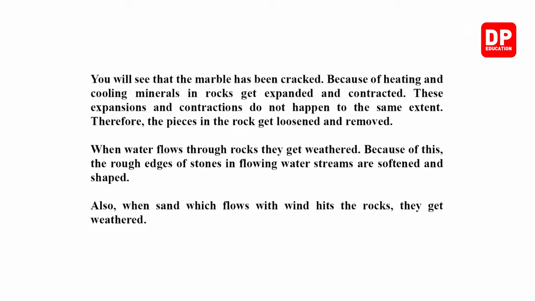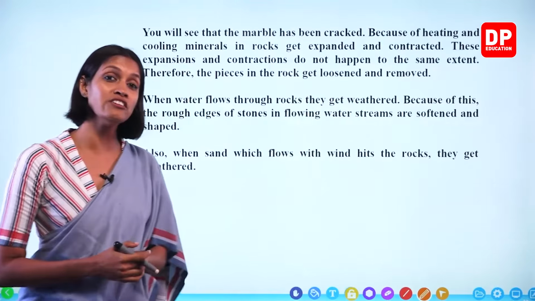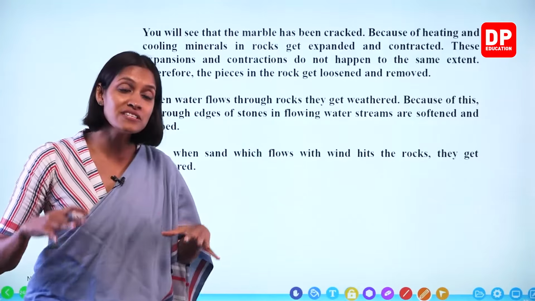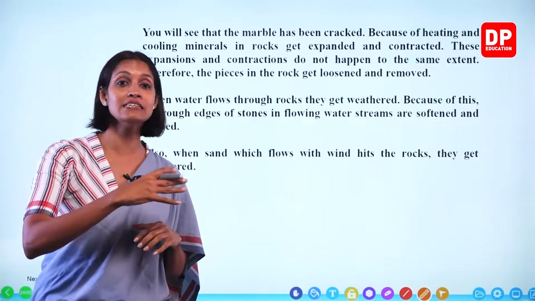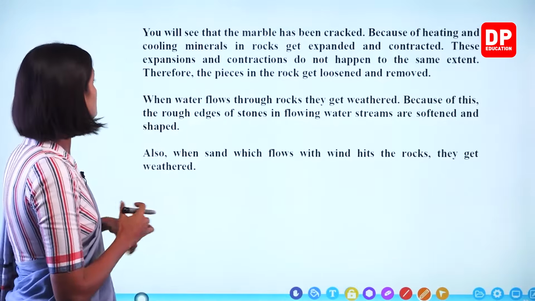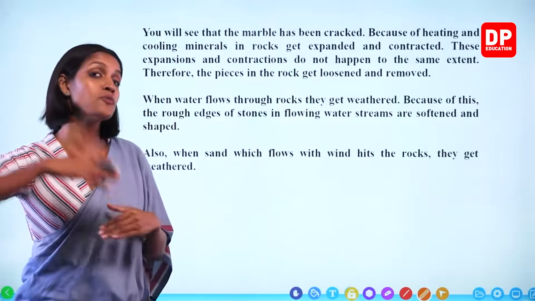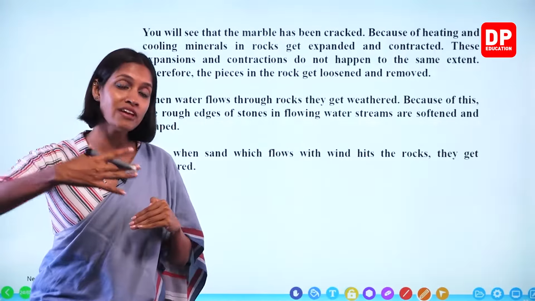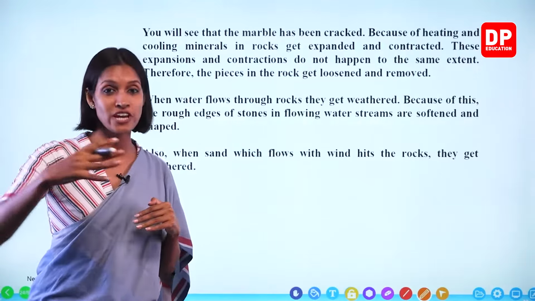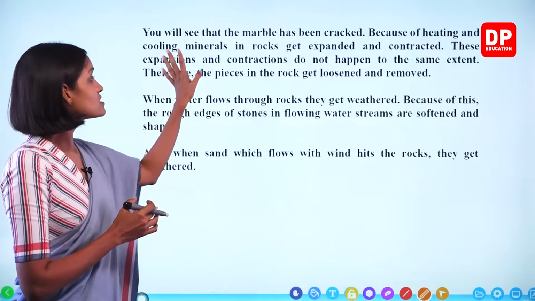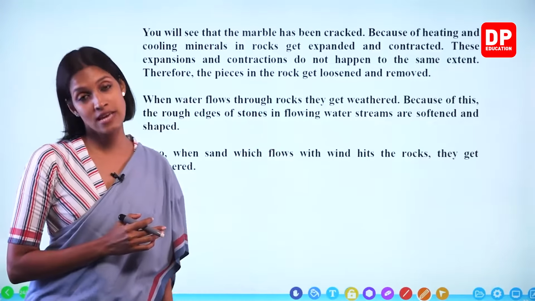Right. So you will see that the marble has been cracked. Because of heating and cooling, minerals in rocks get expanded and contracted. These expansions and contractions do not happen to the same extent. Even earlier I explained, if it's a huge rock, the surface area gets heated up faster than the inner areas, inner layers, okay? Therefore, the pieces in the rock get loosened and removed. It starts from outside. First outside pieces get removed, and then the inner parts are exposed to outside again, right? Okay. So that is how, because of heat, weathering of rocks takes place.